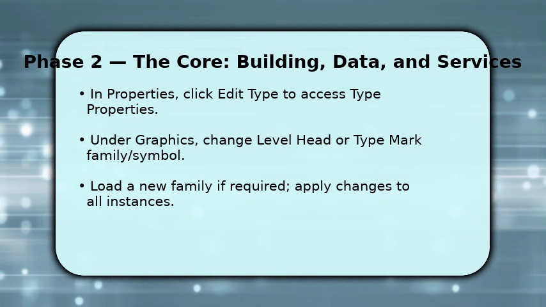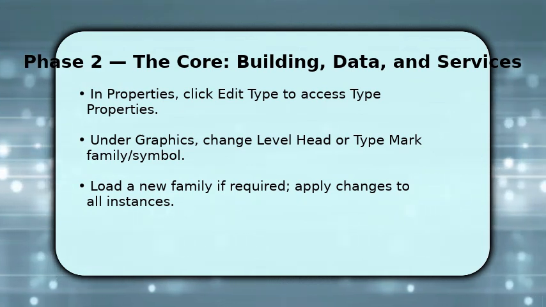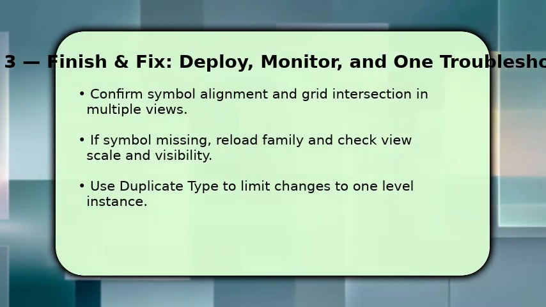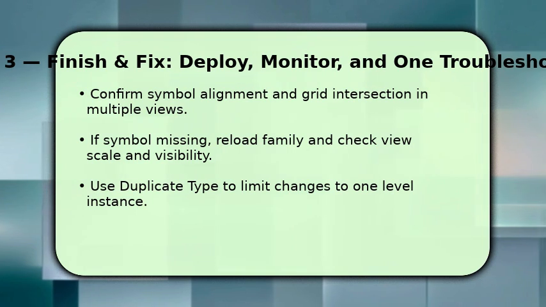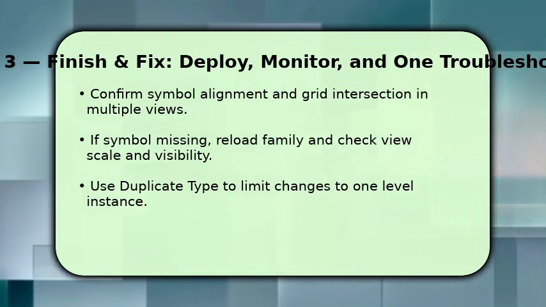If you wanted only one instance, duplicate the type first and edit the duplicate. To finish, check the updated symbol in Plan, Elevation, and Section views so alignment and text positioning are correct. Make sure View Scale and Annotation Crop don't hide the head.